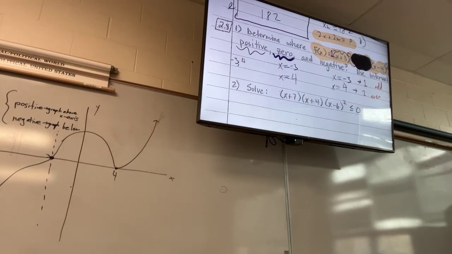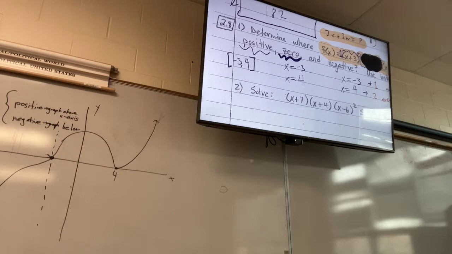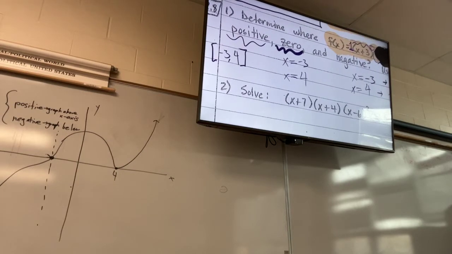Do I get parentheses there or brackets? We want all the points where it's positive. If I use brackets, that's a contradiction, because I'd be telling you it's equal to 0 at -3, but also positive. So we need to use parentheses, okay?